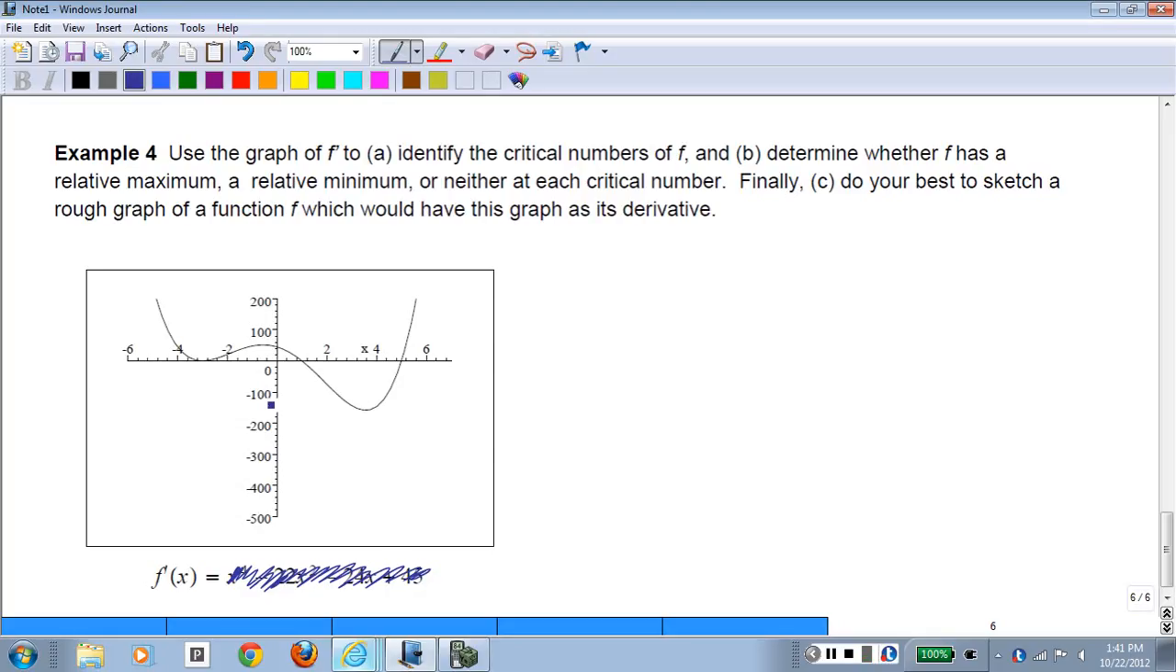So, what's happening to the derivative when there are critical points? Critical points are points where the derivative equals what? 0, yes. So on the graph, where does it equal 0? Negative 3, 1, and 5. Okay?